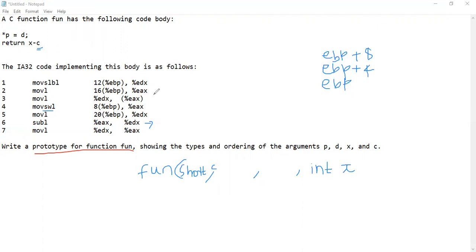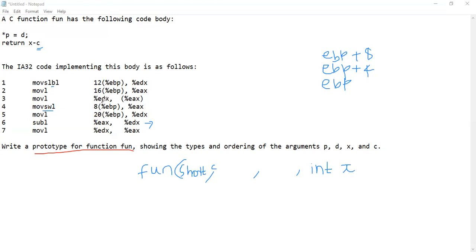And now we can look at some more things. We are seeing here movsbl. B means byte. 12 plus EBP means the second argument. So the second argument is moved to EDX. We already figured out x and c. The second argument is moved to EDX, and the third argument is moved to EAX.